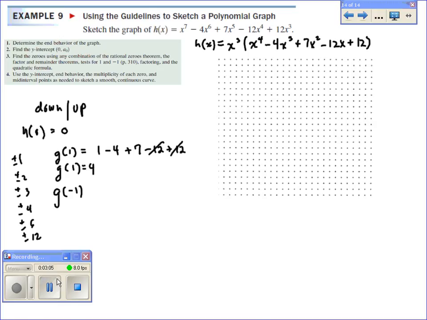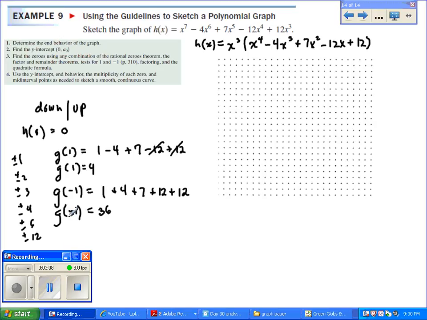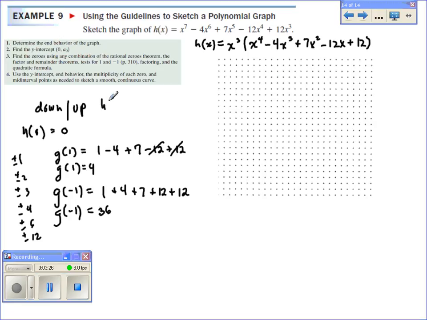Let me pause again. Now this time I got g of negative 1 is 36. Now I said before that this was a point, and the reason why this one's a point is because if we plug in a 1 here, 1 cubed is still 1, so 1 times this result, which was 4, means h of 1 is 4. However, h of negative 1 is not 36 because negative 1 cubed is negative 1, so negative 1 times 36, that result would be negative 36. So we have those 2 points, and we know that neither one is a factor in the original.